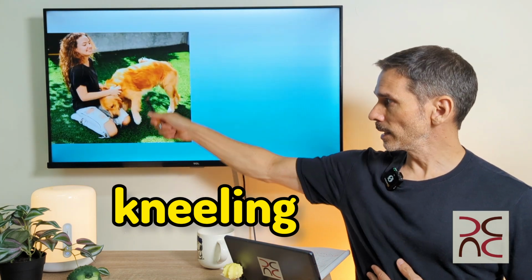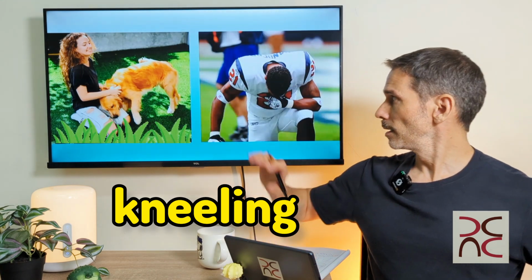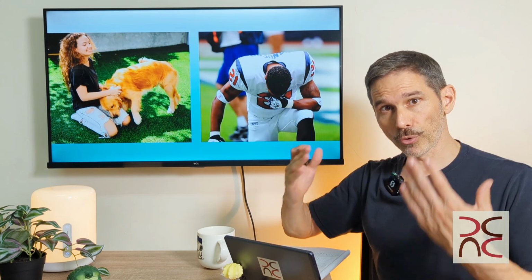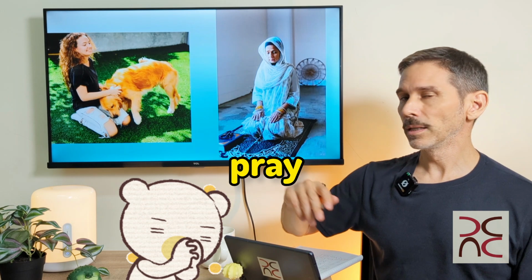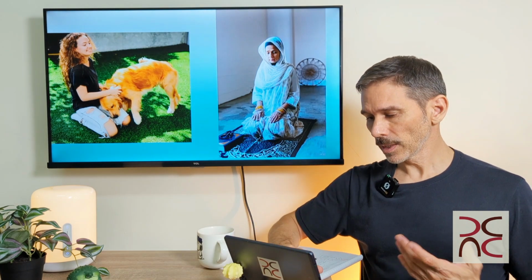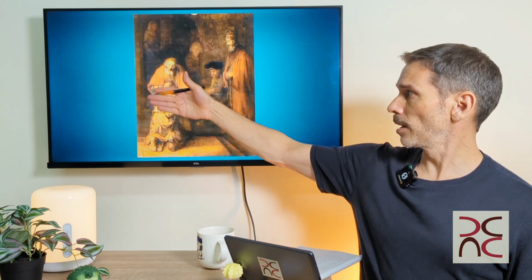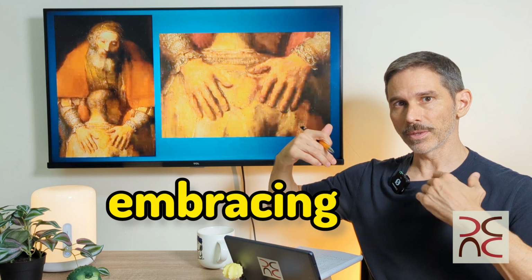This woman is kneeling on the grass with her dog. This football player is kneeling. Often people kneel when they pray. So these are people praying, and they're kneeling. In our picture, the son is kneeling in front of his father. The father is embracing the son.